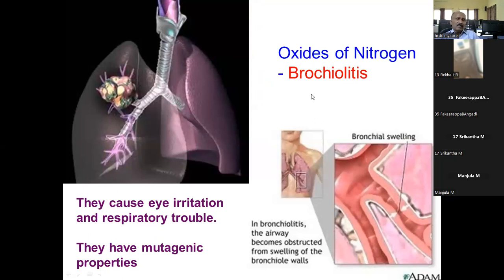Suppose during heavy traffic, we know that nowadays Delhi, Ghaziabad, etc. are suffering from air pollution. It is mainly because of the heavy traffic. A large amount of traffic movement, or heavy vehicular movement, results in giving out oxides of nitrogen.